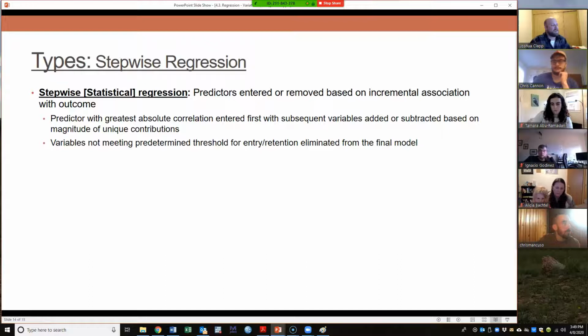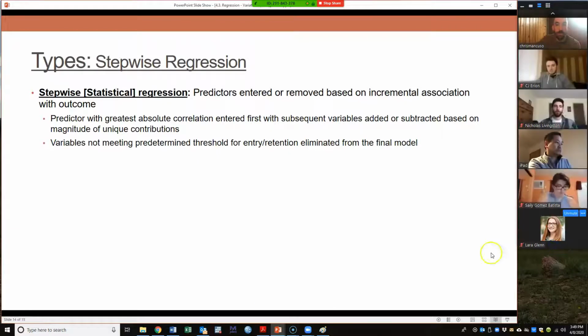So what ends up happening is it's a much more data-driven approach than you saying, these are the variables that I think are important in predicting this outcome, and so these are the things that are going to be included in the model, okay? People see how this is a different approach than the previous two models that we've talked about? Okay.